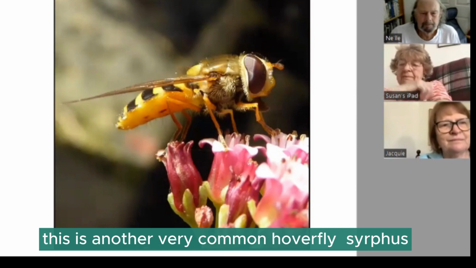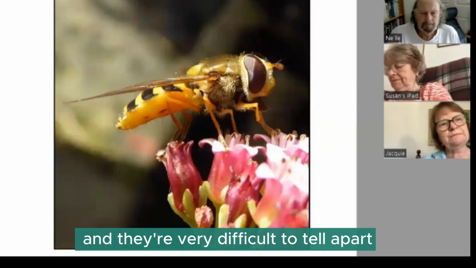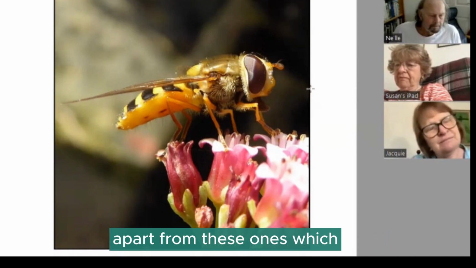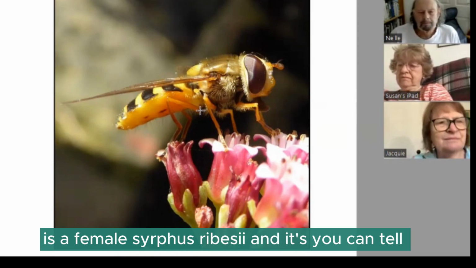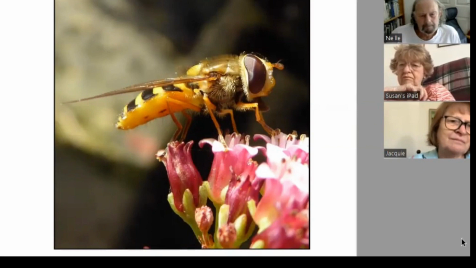Right. This is another very common hoverfly, a Syrphus. There are three species of Syrphus in this country, and they're very difficult to tell apart unless you put them under a microscope. Apart from this one, which is a female Syrphus ribesii, and you can tell which one it is because it has an all yellow rear femur.